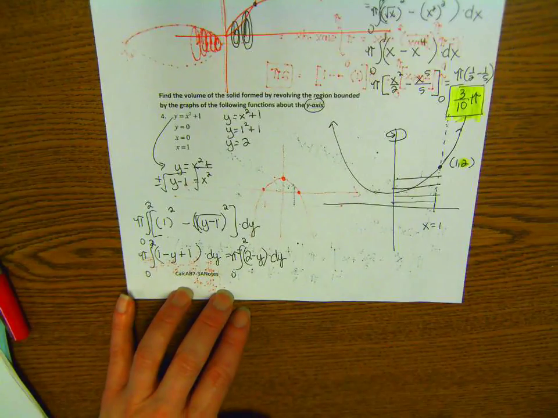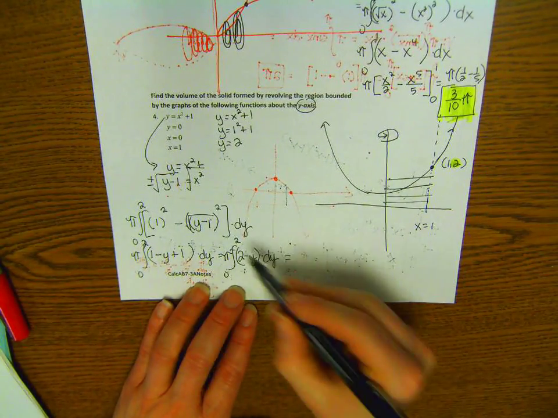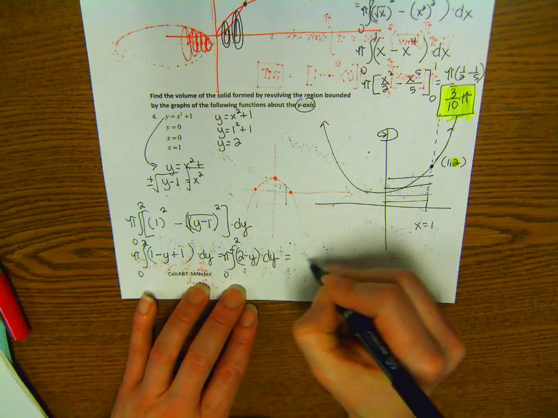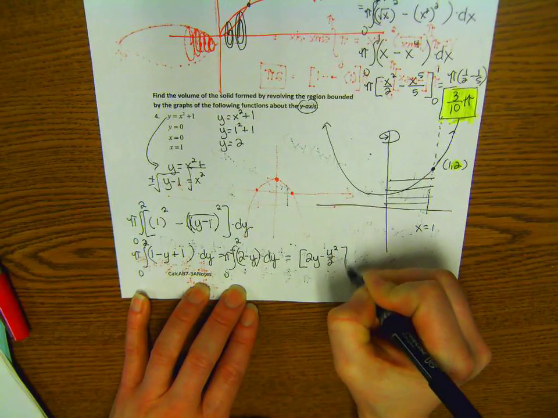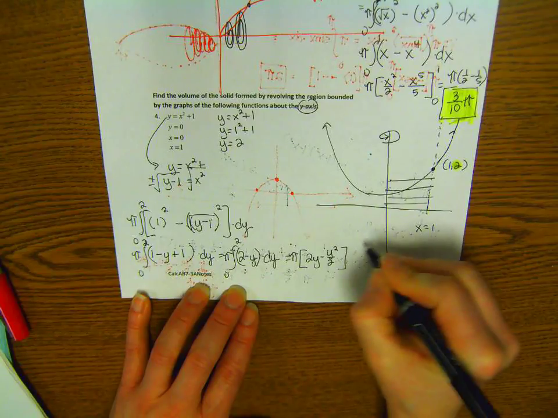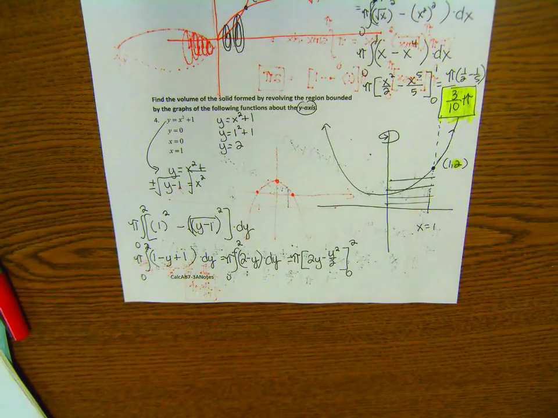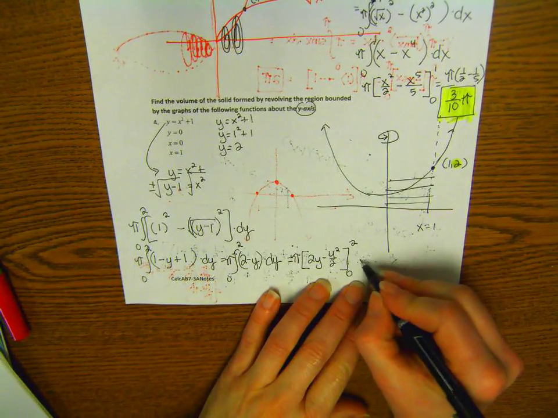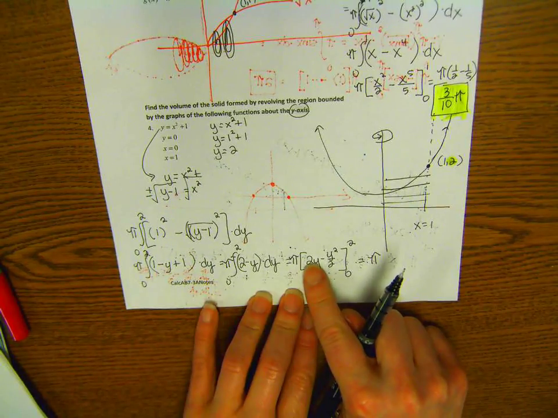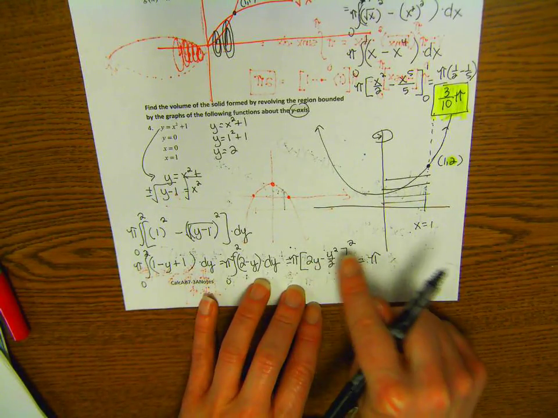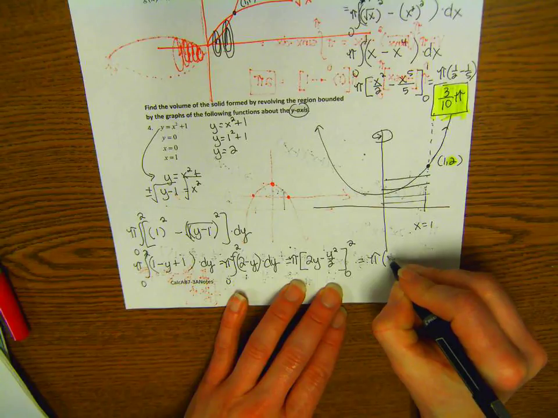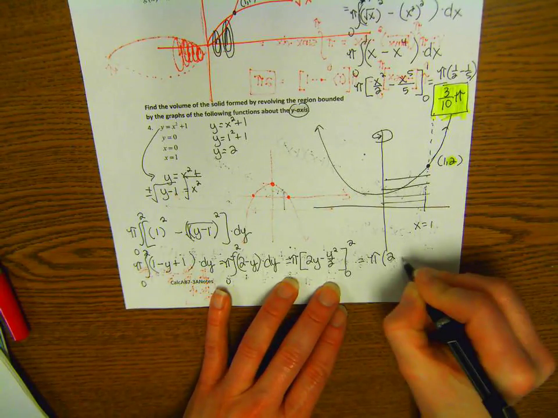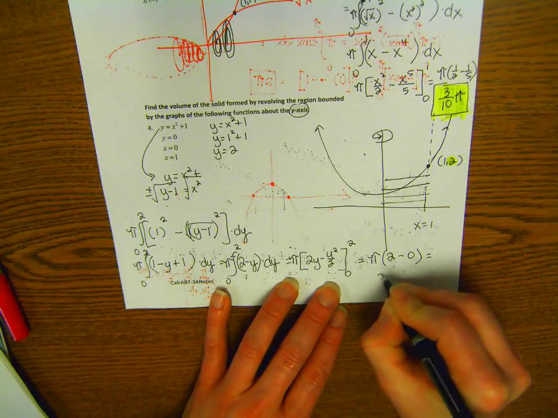Alright, so now let's integrate. This would just be 2y minus y squared over 2, with a pi out in front, from 0 to 2. So if I put 2 in here, I'd get 2 times 2 is 4, 4 minus 2, which is just 2. Minus that would be a 0. So 2 pi.